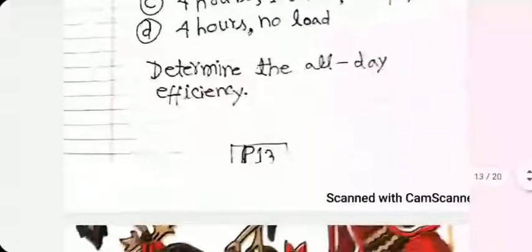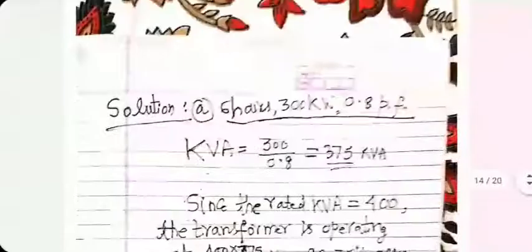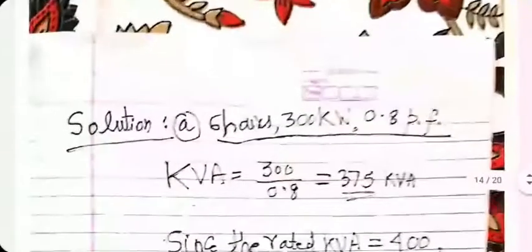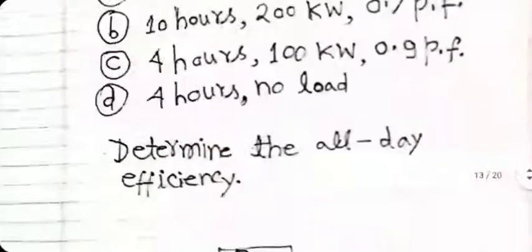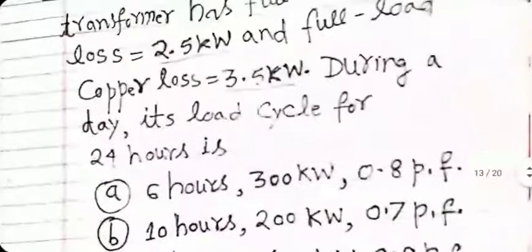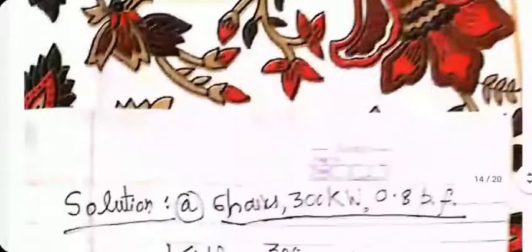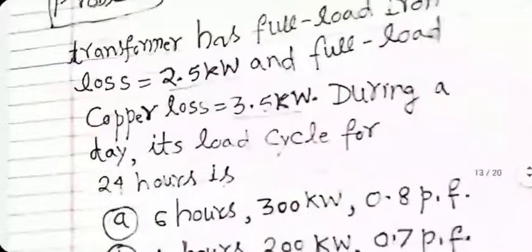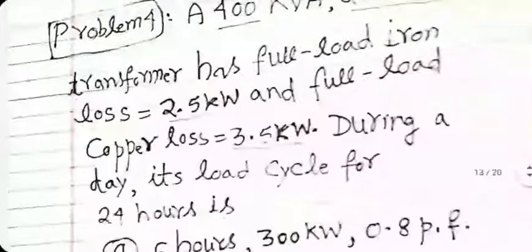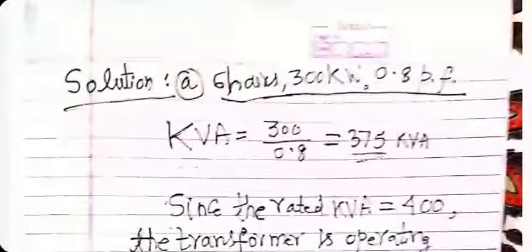I'll show it to you. For the first time slot, actual kVA is 300 divided by 0.8, because 300 kilowatt is being put out, and 0.8 is the power factor. So actual kVA is 375 kVA. The recommended kVA, the rated kVA, is 400. So you are operating a little bit lower than the recommended value, which is fine, nothing wrong with it. Just that we need to know this to figure out copper losses.